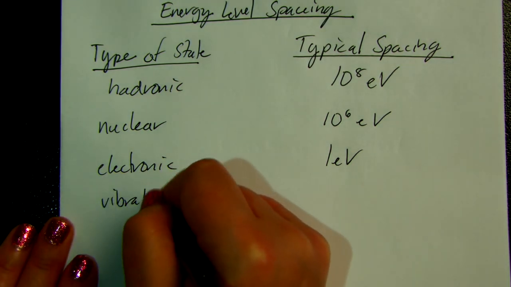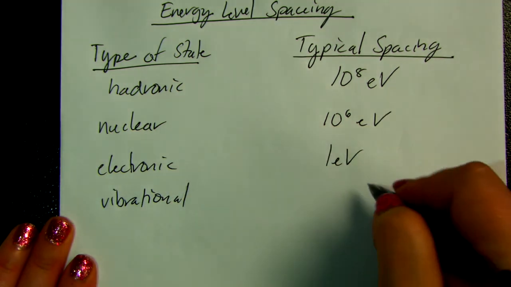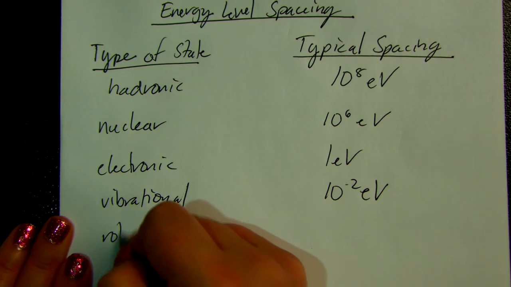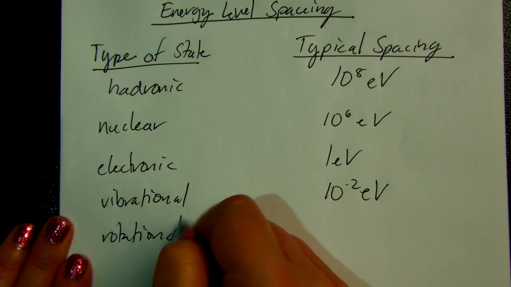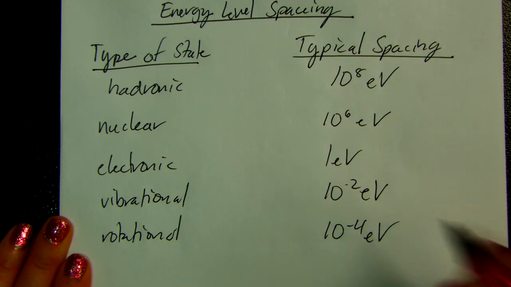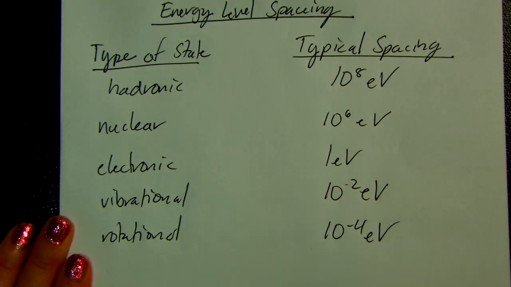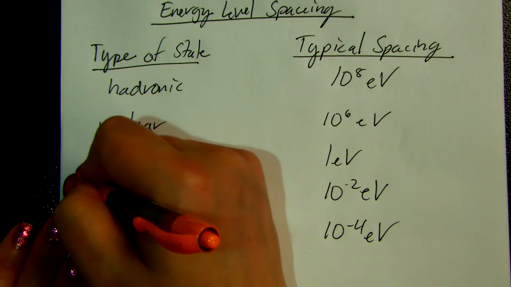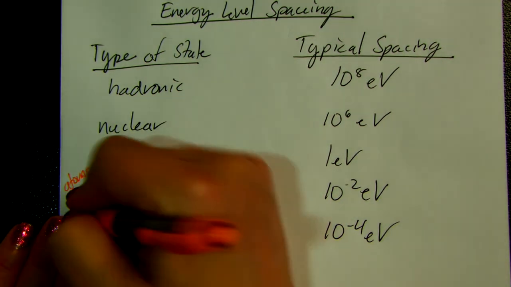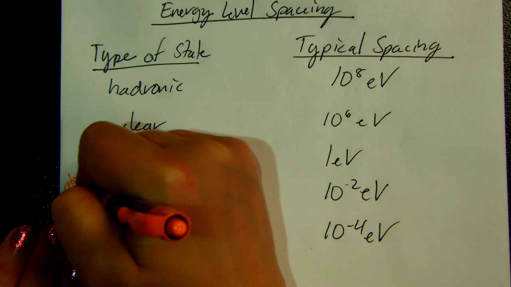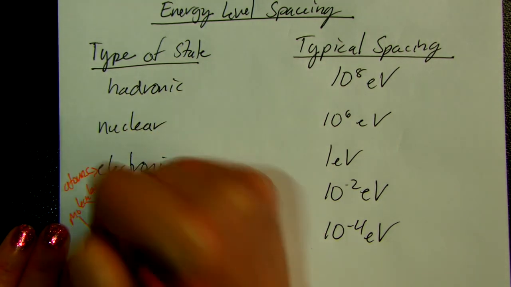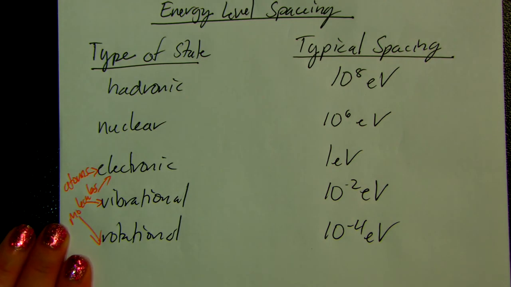Vibrational, 10 to the minus 2 eV. And rotational, 10 to the minus 4 eV. And so these would correspond to atoms for electronic, and then molecules would have electronic, vibrational, and rotational.